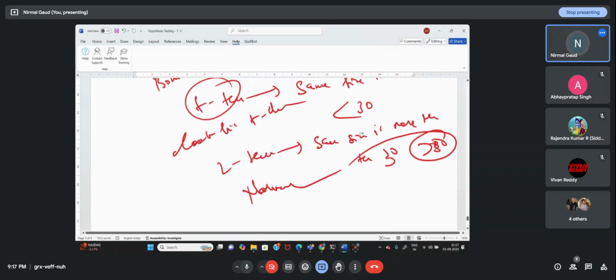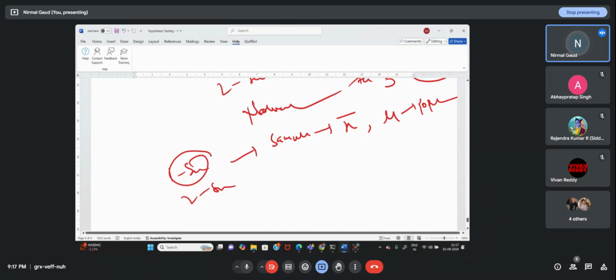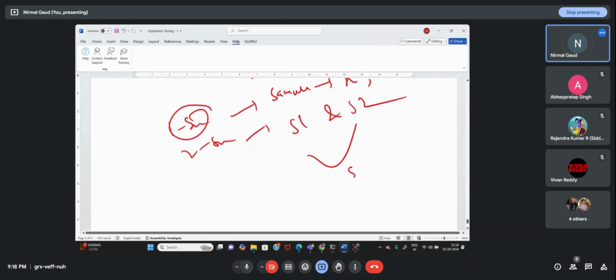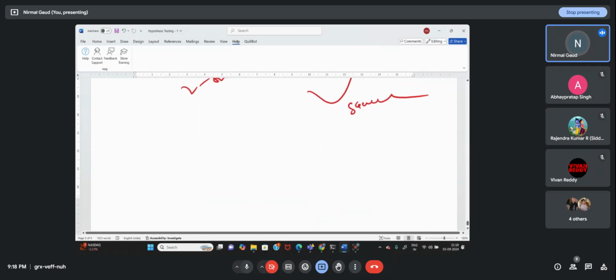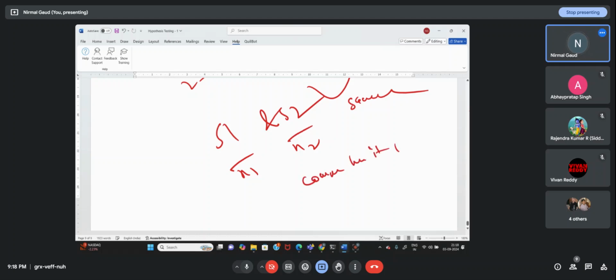We can have one sample t test and two sample t test. In one sample t test, we have only one sample. We find the mean of it, and we take the population mean and compare it. Here, population is considered. In two sample test, we have two samples S1 and S2. The number of data points in both the samples should be the same. Again, we compare the mean: find the mean of S1, find the mean of S2, and compare whether it is same or not. That's it.